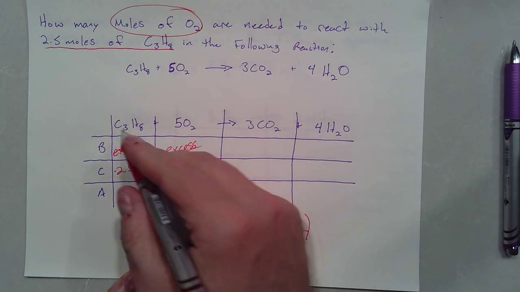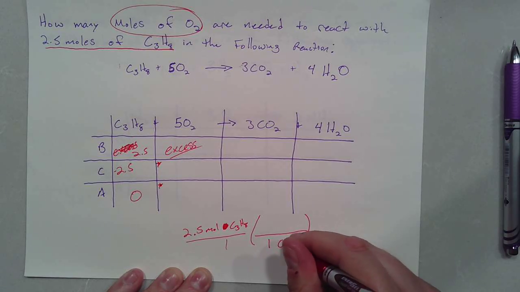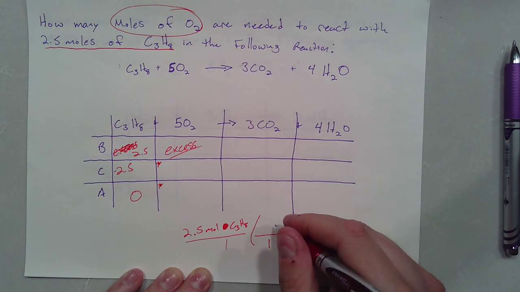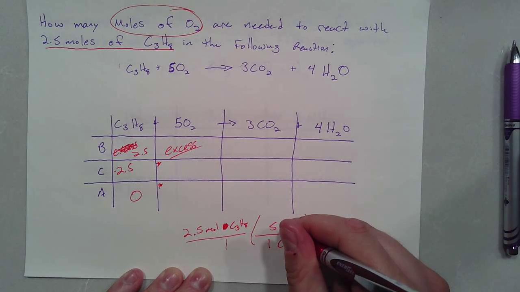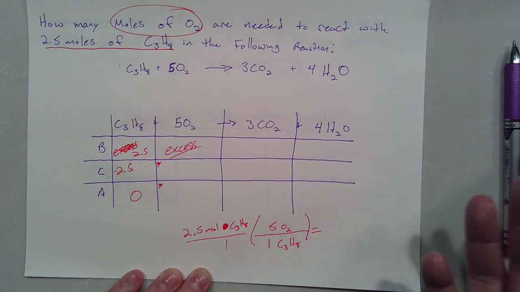And for every one, so this is no coefficient out front, so we can imagine there's a 1 there. 1 C3H8, and then we have 5 oxygens, so 5 O2s. And what do we get?